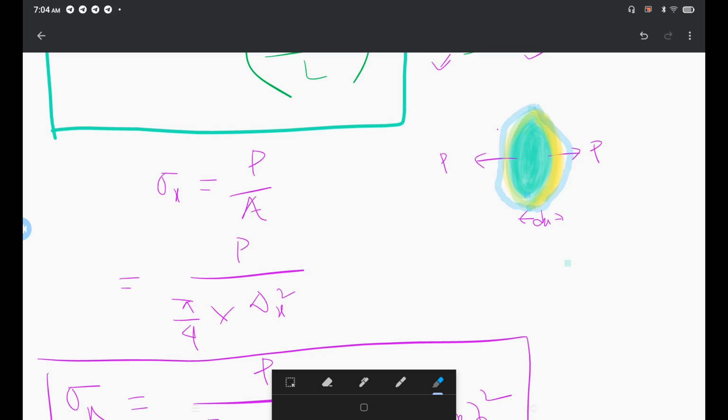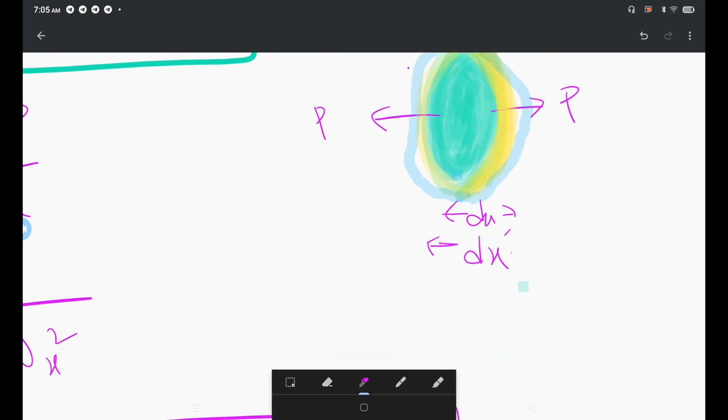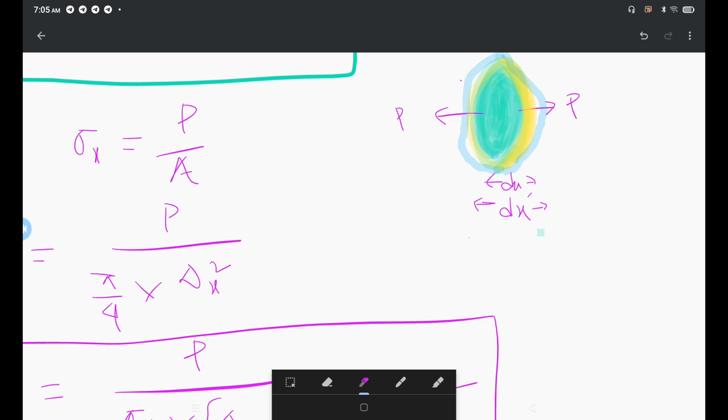Also, there will be some deformation. Due to this deformation, there will be some change in length, a change in thickness, that is, a change in dx in the elemental strip. The dx will be dx dash now. So our change in dx here is dx dash minus dx.